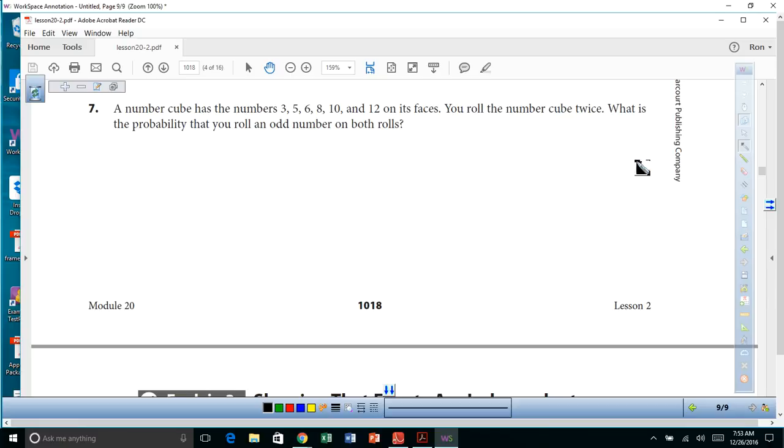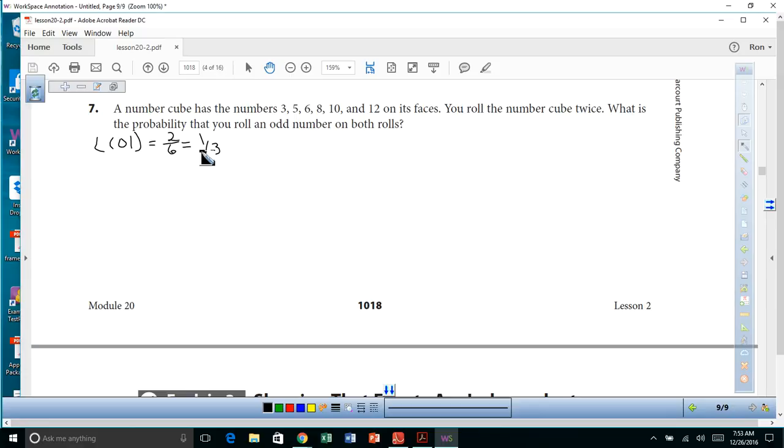Okay. Let O1 be the event of getting an odd number on the first roll. So how many odd numbers are there? 1, 2, 3, 4, 5, 6. There's 6 total, and 2 are odd. So that's going to be 2 over 6, which is 1/3.